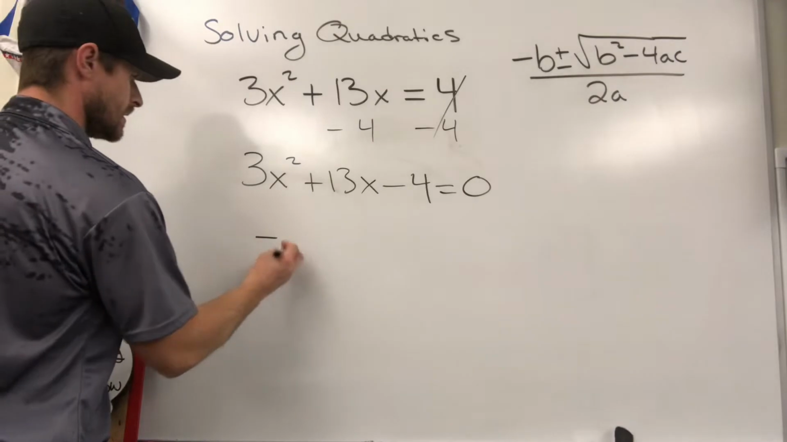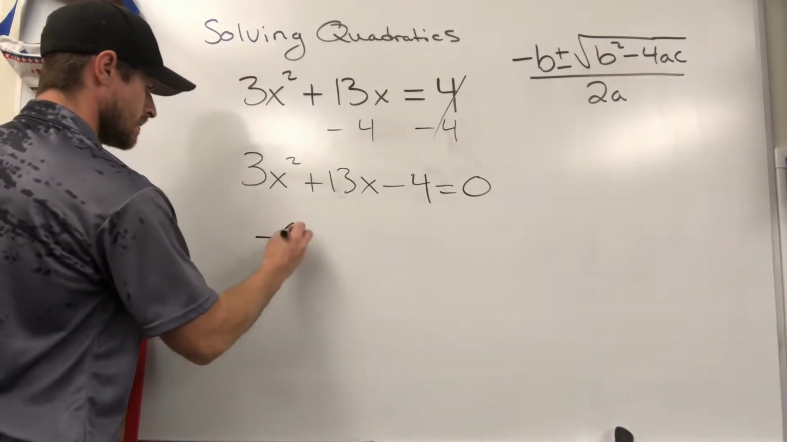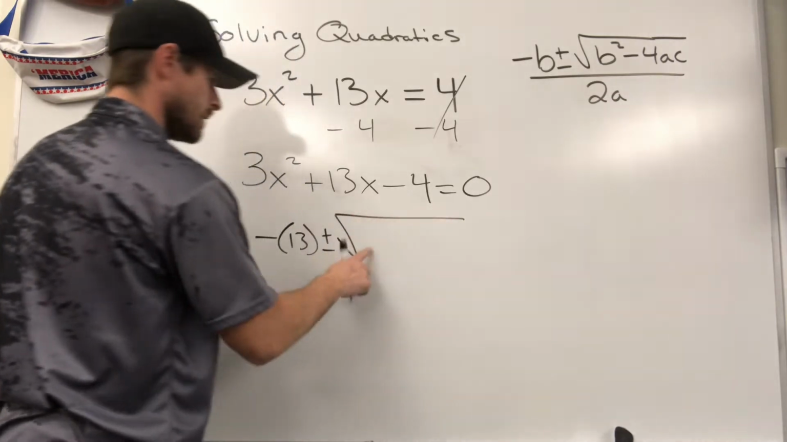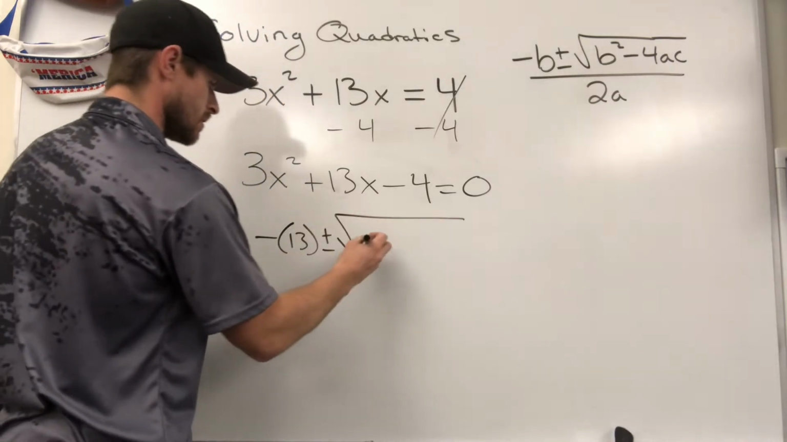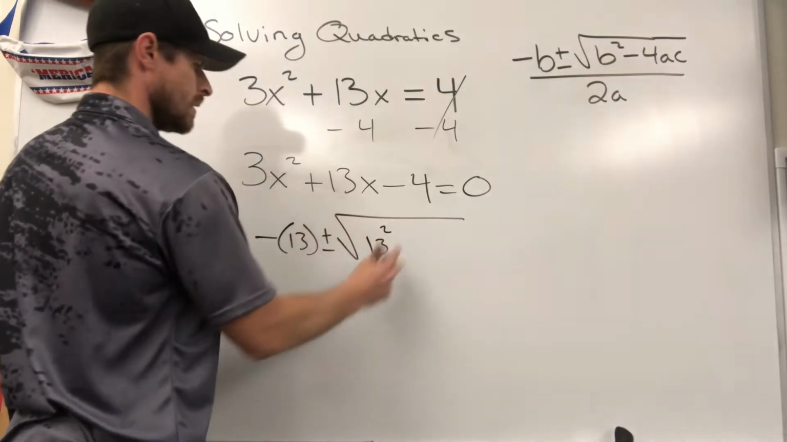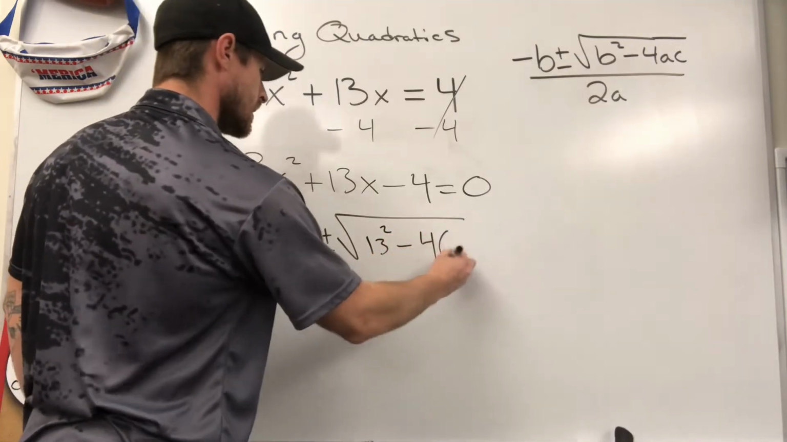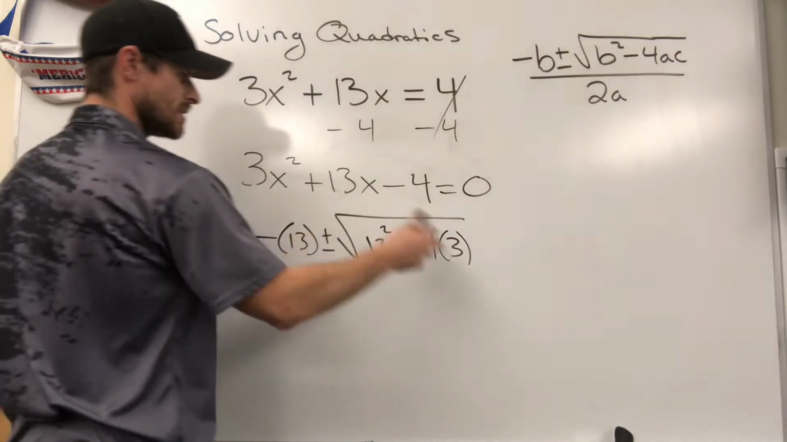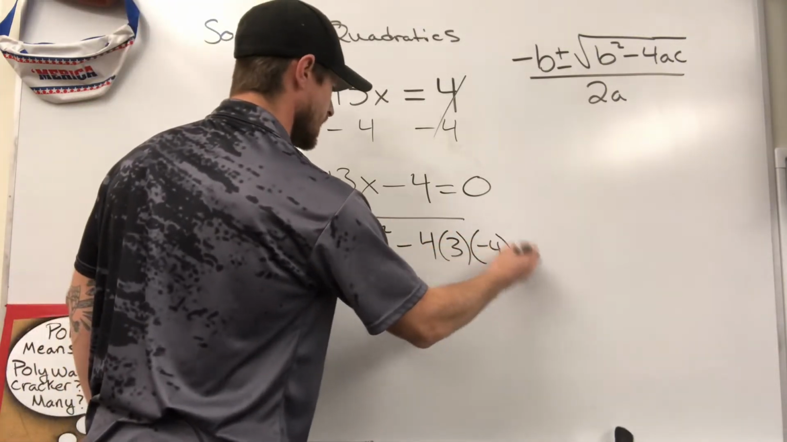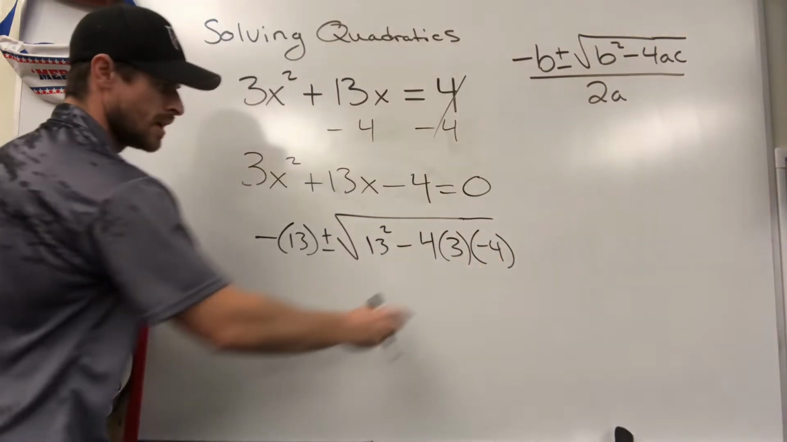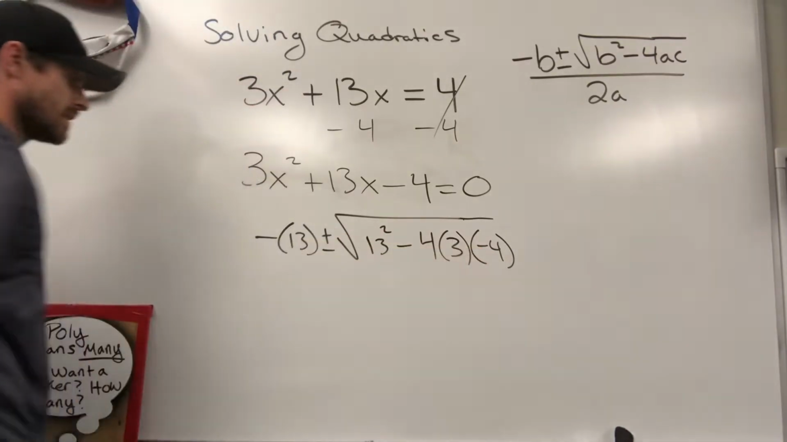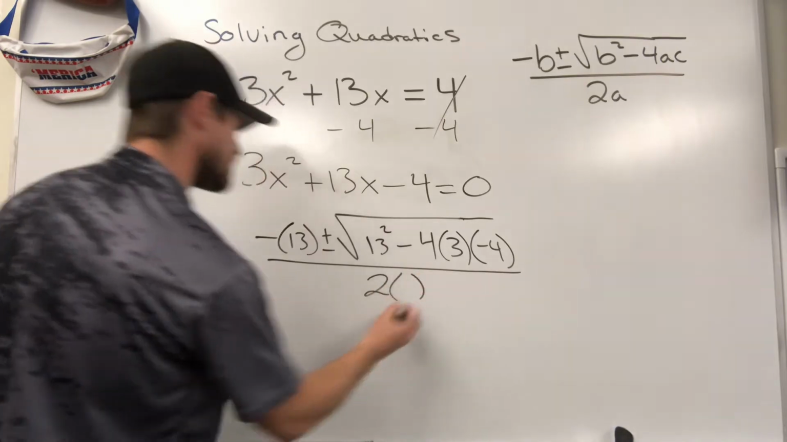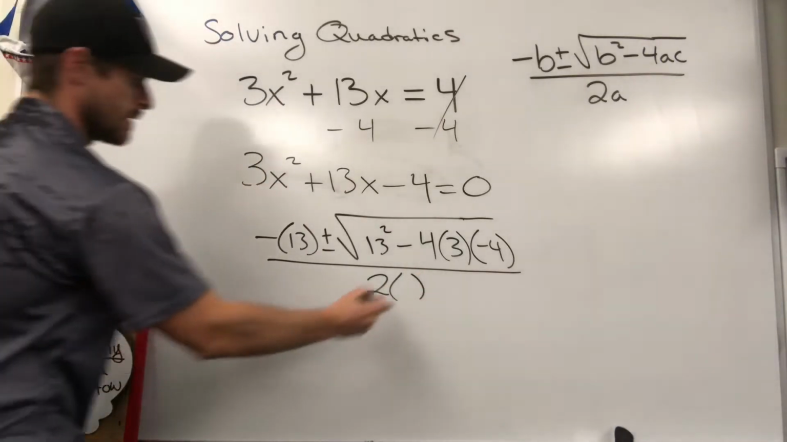So we're going to say negative 13 is my B, plus or minus the square root of B goes here as well. So 13 squared minus 4 times A, which is a 3, times C, which is a negative 4. Got to make sure you get that negative in there. That's been the struggle with my students. A lot of them are forgetting to put the negatives in there. And then this is all over 2 times the value of A.